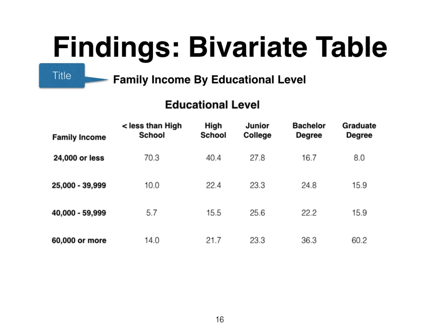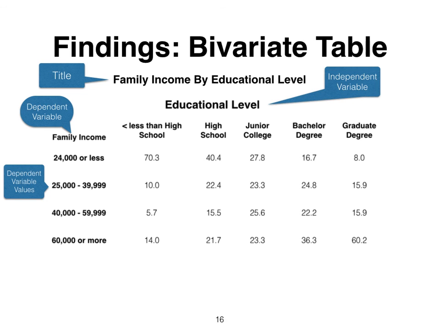Findings. Okay, when you're setting up your bivariate table, you want to add your title, your dependent variable title, and its values. So in this case, your dependent variable was family income, so you would put that there, and then you would have the dependent variable values. Then you need your independent variable, and in this case, it's going to be educational level. And then, of course, you're going to need your independent variable values. In this case, if we're talking about educational level, then the values of that variable are going to be as listed here.